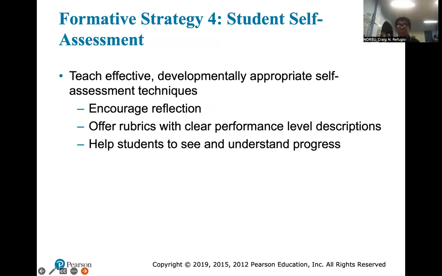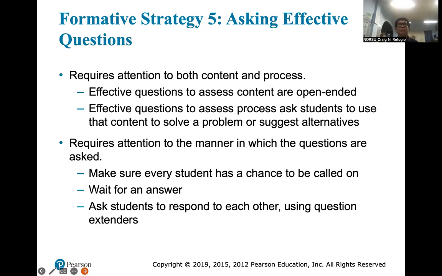Formative strategy number 4, student self-assessment. So teach effective, developmentally appropriate self-assessment techniques. Encourage reflection. That's why I notice I keep on asking you for reflection on some of the videos that I let you watch. Offer rubrics with clear performance level descriptions. Rubrics can be holistic rubric or the analytic rubric. Help students to see and understand the progress.